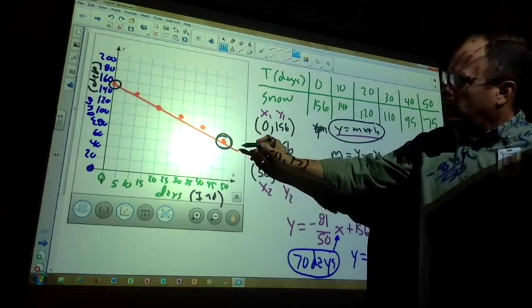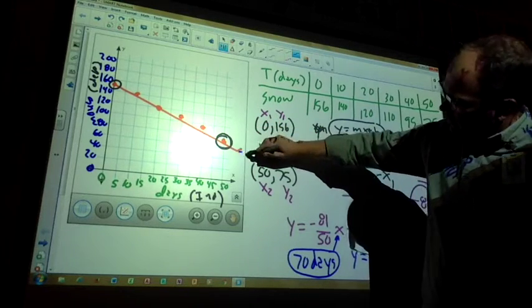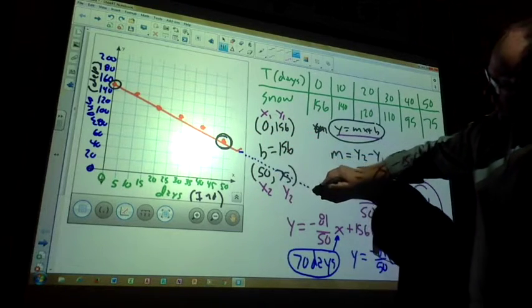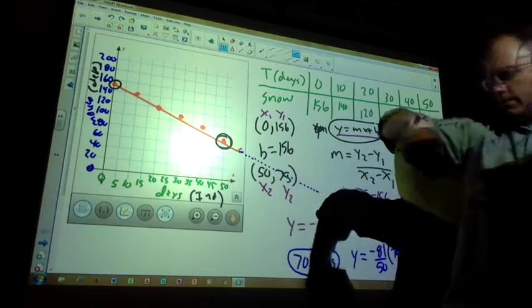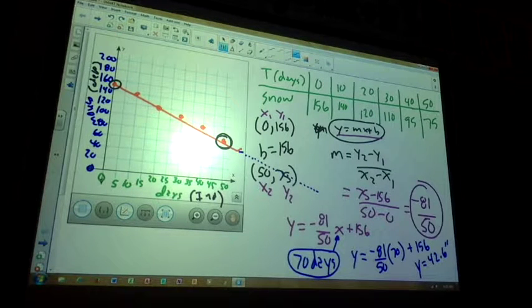Think about what this line's doing. Is this line going to continue? Right? I mean, our graph's kind of goofy. So our graph continues on and on forever. So at 70 days after we started our observations, we get down to 42.6. Okay, so that's what that graph is doing.